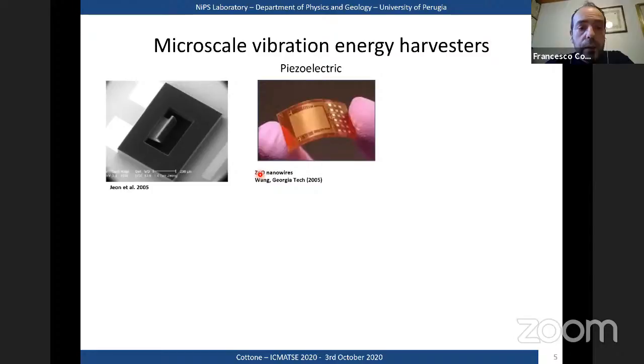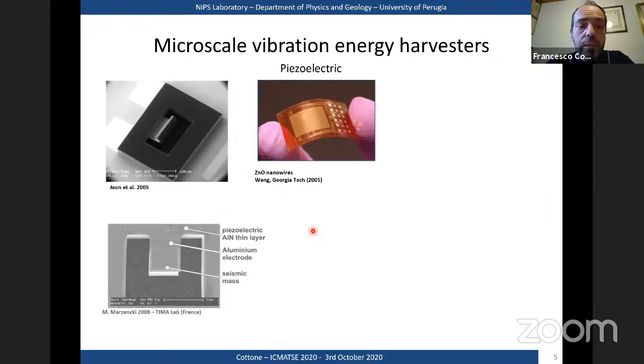This is another example, some zinc oxide nanowires from Georgia Tech, also in 2005. These are all examples of a miniaturized vibration energy harvester that exploits the piezoelectric transduction technique or piezoelectric materials. This is another example. This is also less than around 1 millimeter of linear length. This exploits aluminum nitride as a thin layer of piezoelectric material. And then we have also the current collector, that is an electrode in aluminum, and a seismic mass.